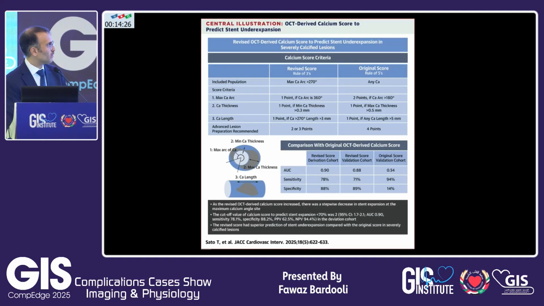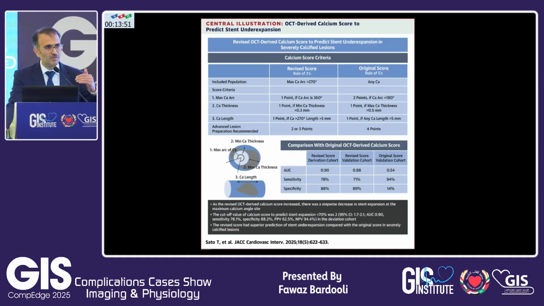Now, probably most of you are familiar with the rule of 5 of imaging guiding calcification. So if you have any calcium with an arc more than 180, that is 50%, so 5, so half of the arc, you have a thickness of more than 0.5 millimeter and a length of more than 5 millimeters. These are the points. 4 out of this, if you have 4 or more, these are indicators to use atherectomy devices versus IVL. Simple balloon is not going to work.